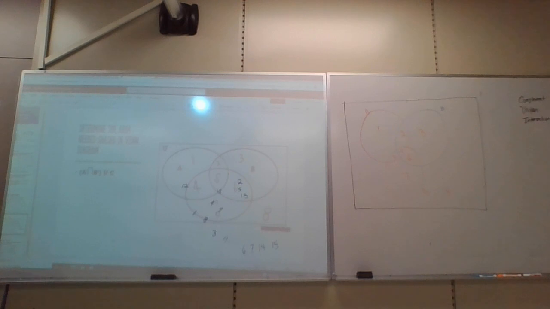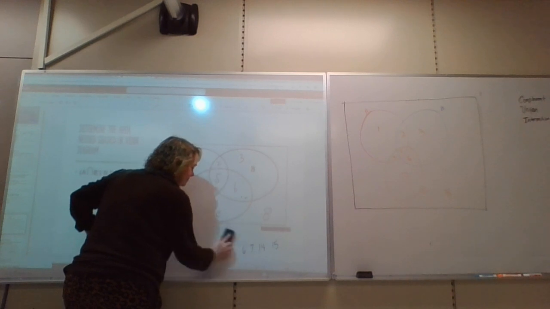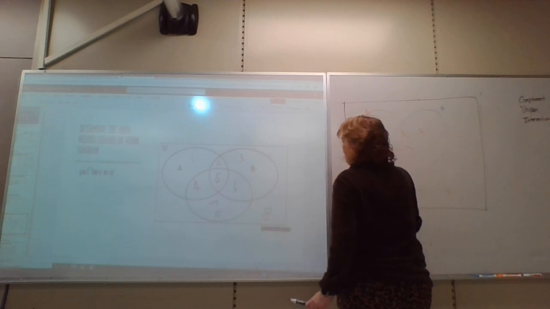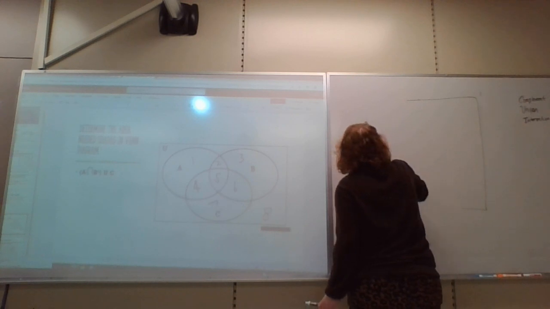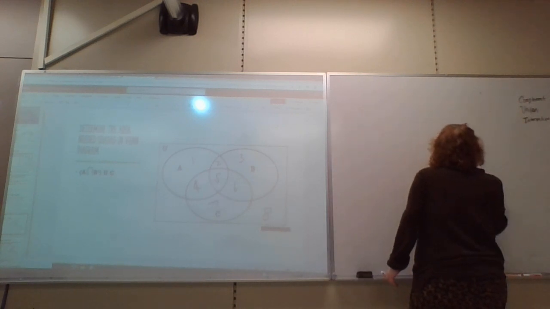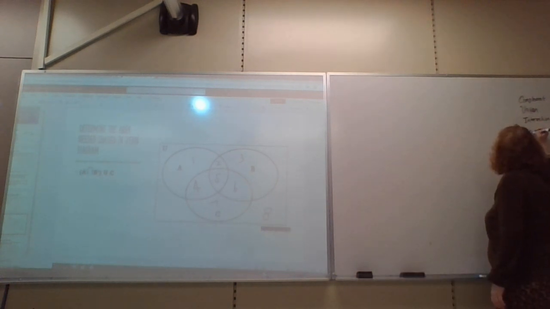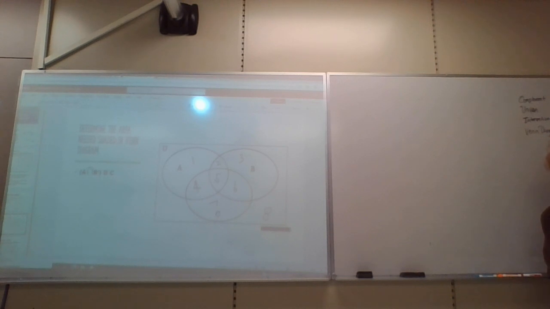Okay, now we're going to shade in the area. Let me erase all my stuff I've got written here. I'll probably have to draw it again. So we talked about Venn diagrams, and we did two sets, right? And we did three sets.